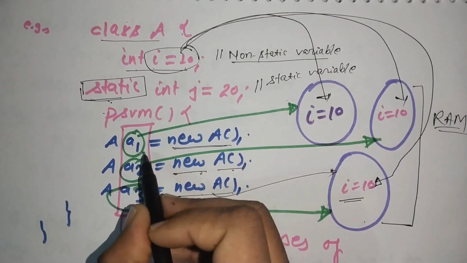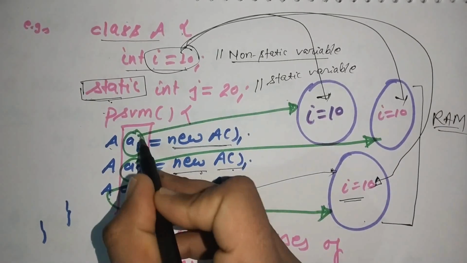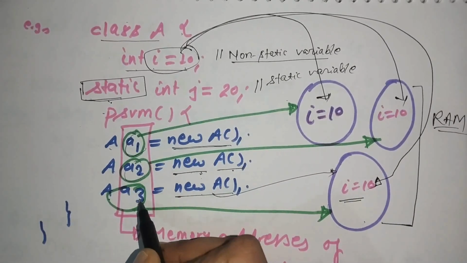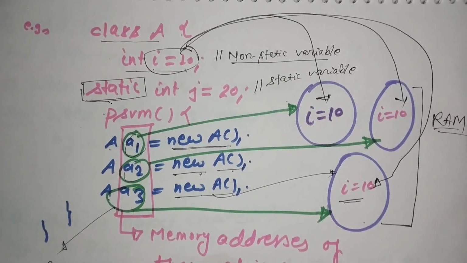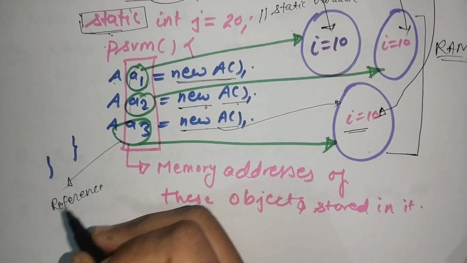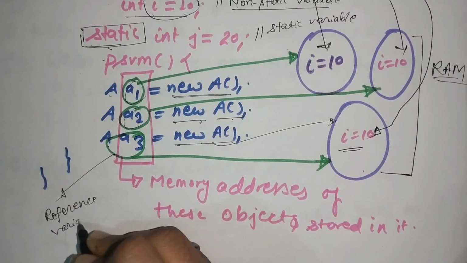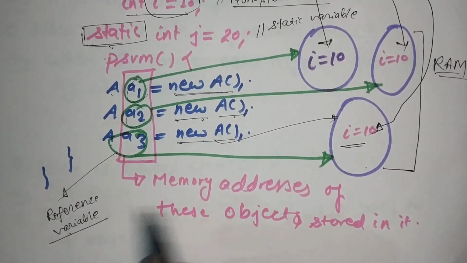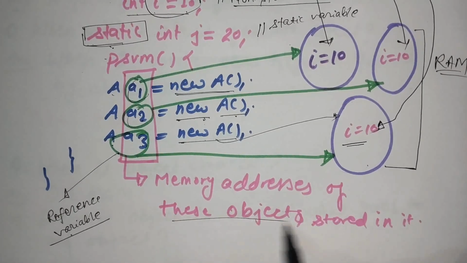And here, A1, A2, A3. What are A1, A2 and A3? A1, A2 and A3 are reference variables. And what is the job of a reference variable? It holds the memory address of the object stored in it.